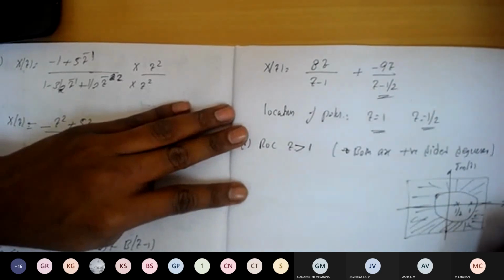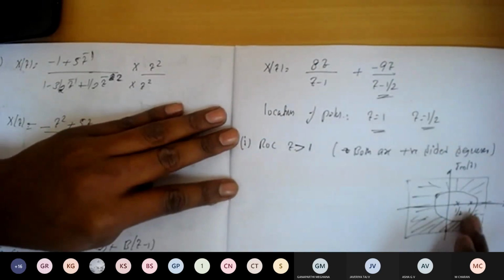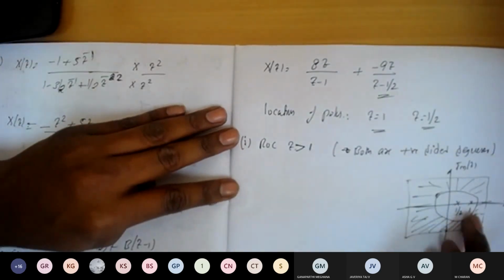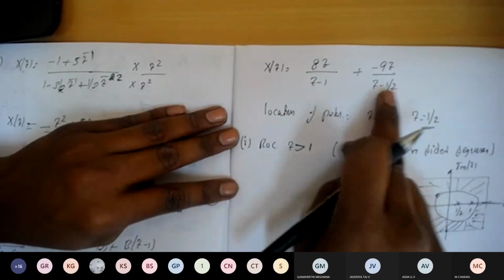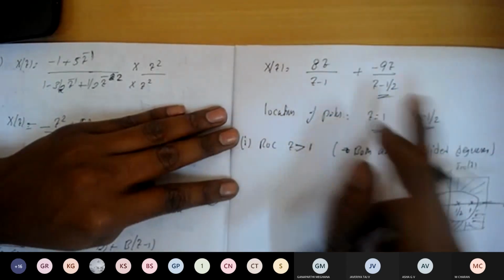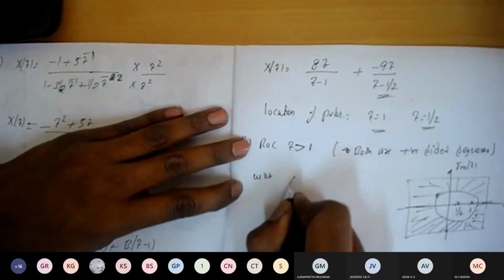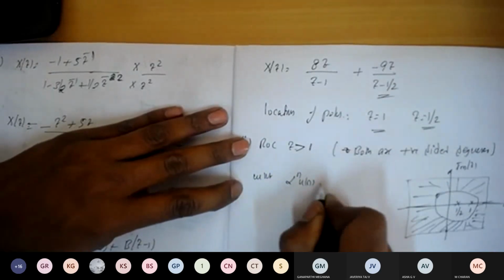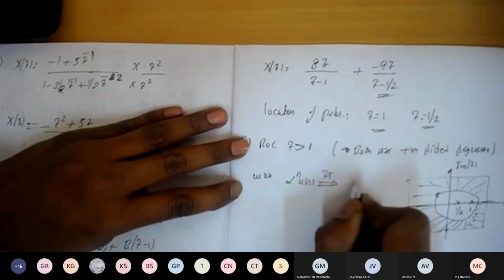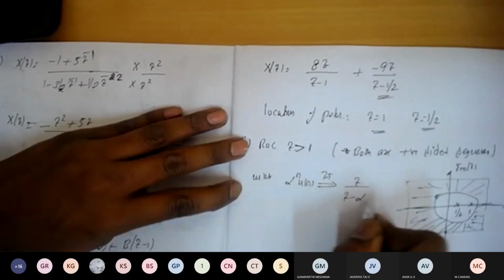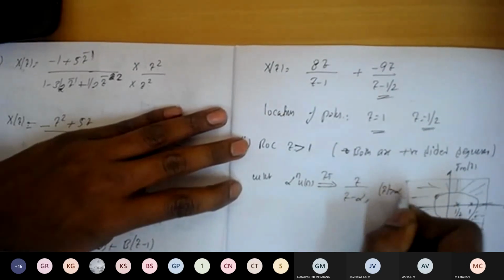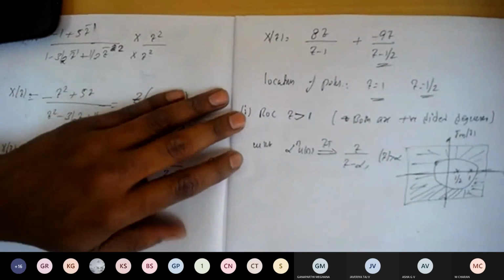Okay, so the real part of z, 1 by 2 and 1. Now we'll write for both the positive sided sequence. We know that, we'll consider alpha to the power of n into u of n. The corresponding z transform will become z divided by z minus alpha, provided z is greater than alpha.